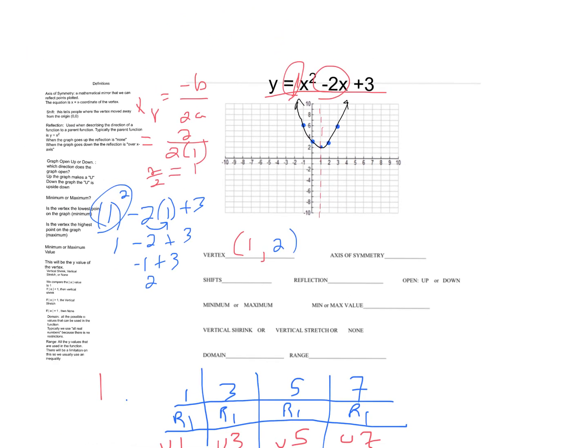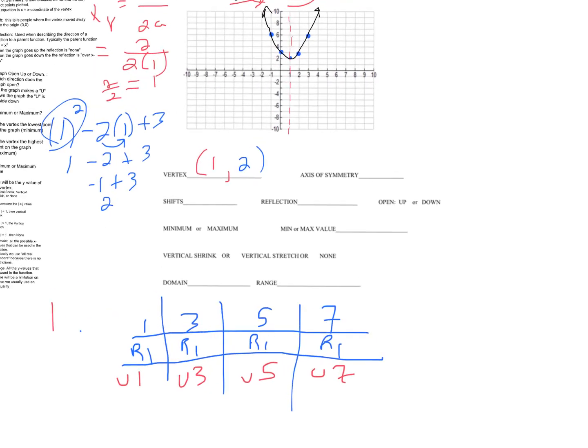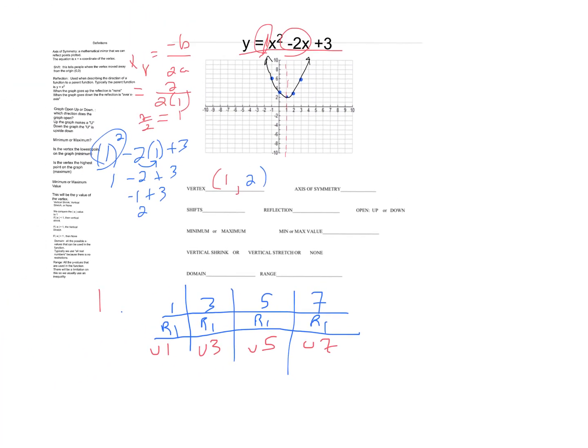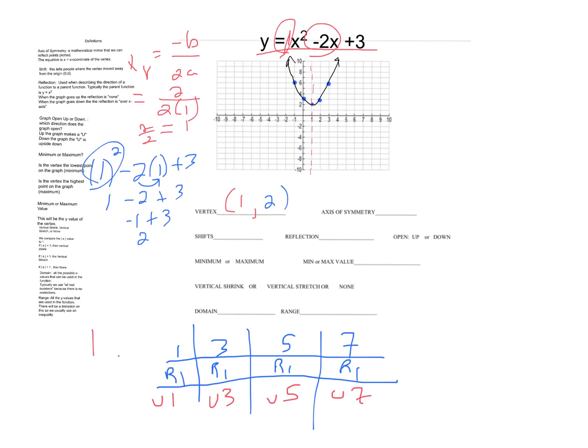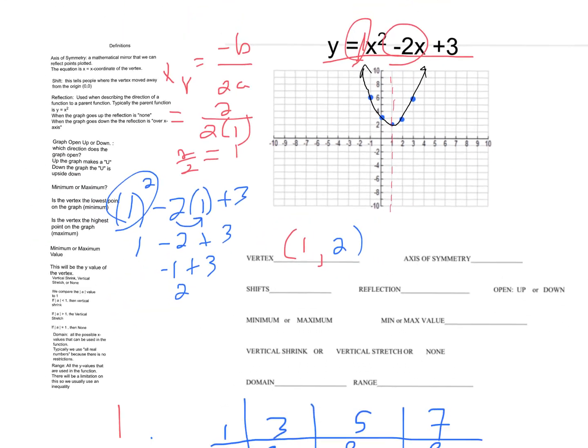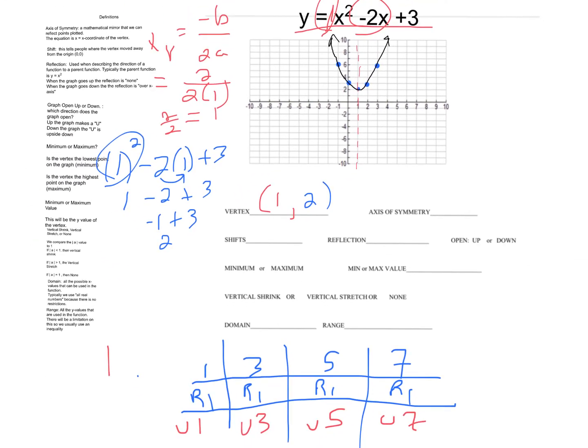Now let's fill in all this information. Oops, a. Okay. There you go. Axis of symmetry is the x coordinate of the vertex. So x equals 1. Shift. We went to the right 1, up 2. Reflection. Since the graph makes a U, there is none. Does it open up or down? Because it makes a nice U, it opens up.